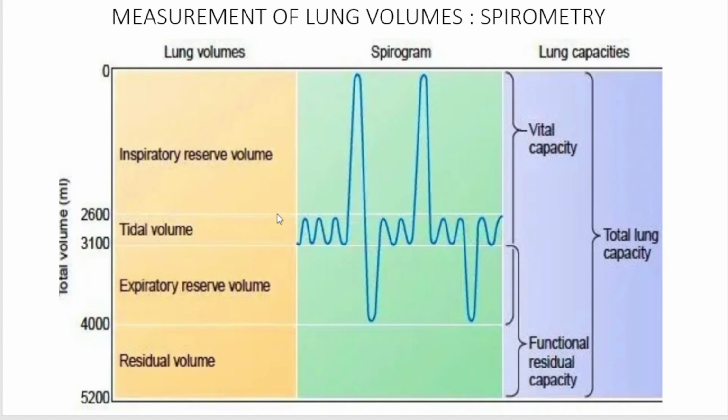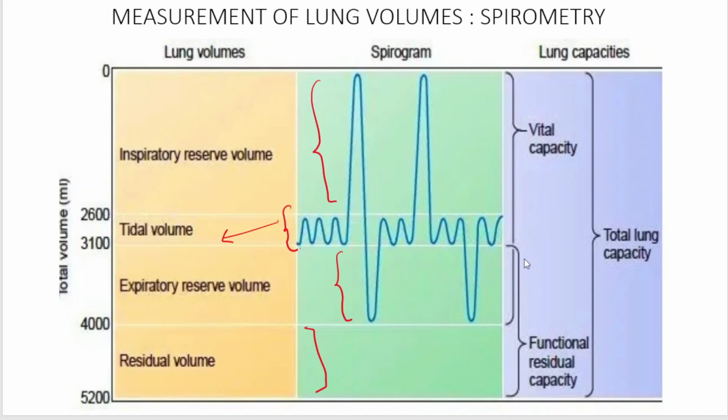We can understand these here. It is the resting stage volume of air inside the lung, which is tidal volume. Then inspiratory reserve volume, when we inhale the air through deep inhalation. Expiratory reserve volume is the volume of air we exhaled by the forceful exhalation. And the residual volume is that which remained in the lungs even after the forceful exhalation.